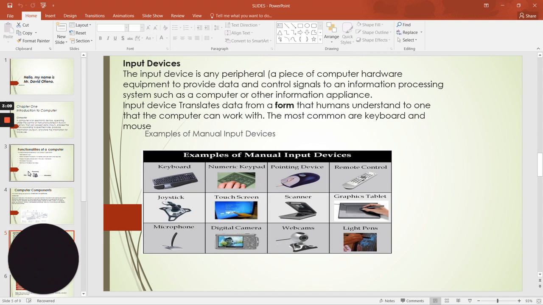Examples of manual input devices. We have keyboard, numeric keypad, pointing device, remote control, joystick, touch screen, scanner, graphics tablet, microphone, digital camera, webcam, and finally, light pens.